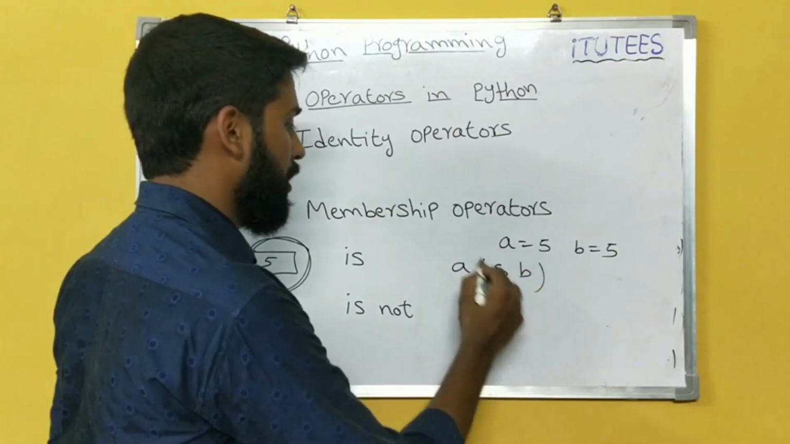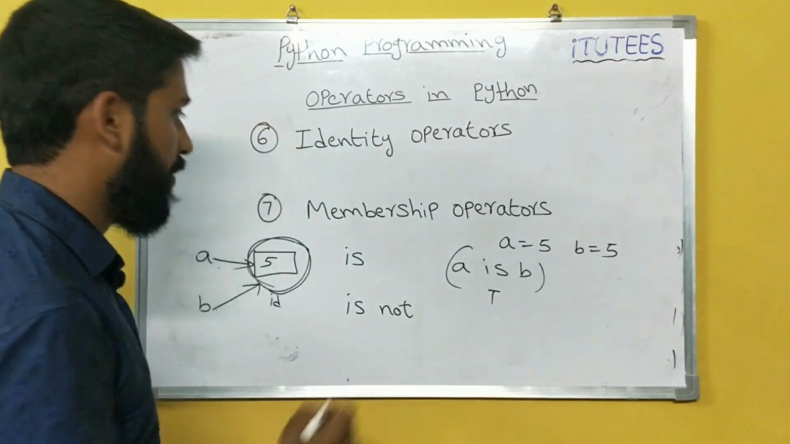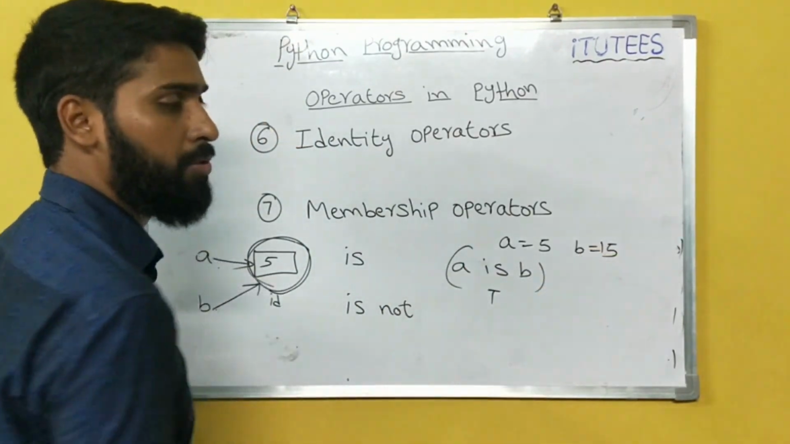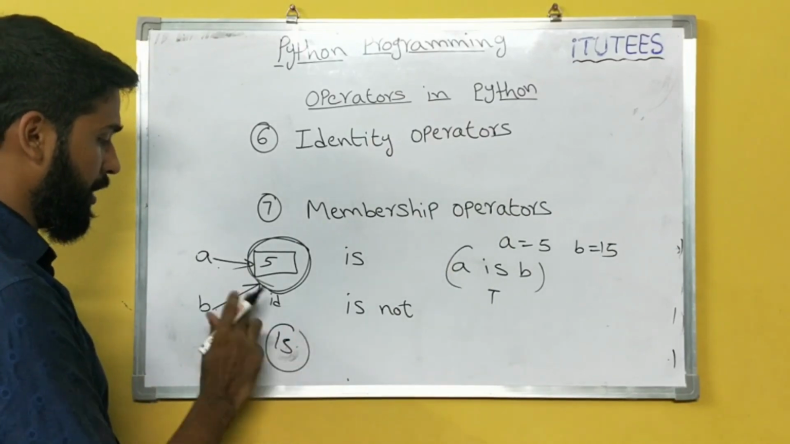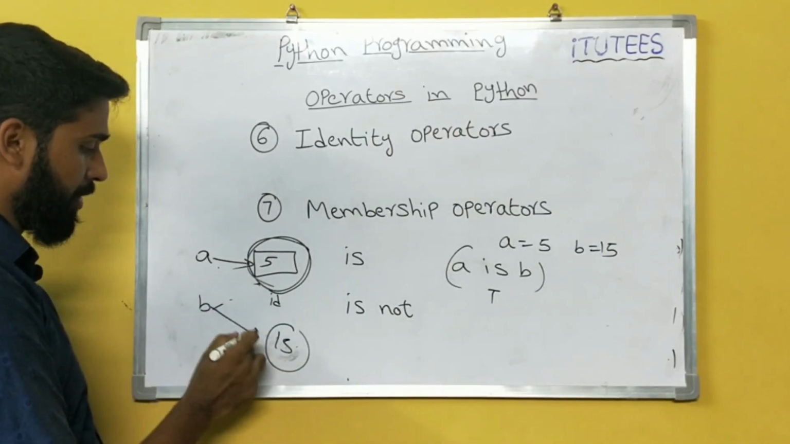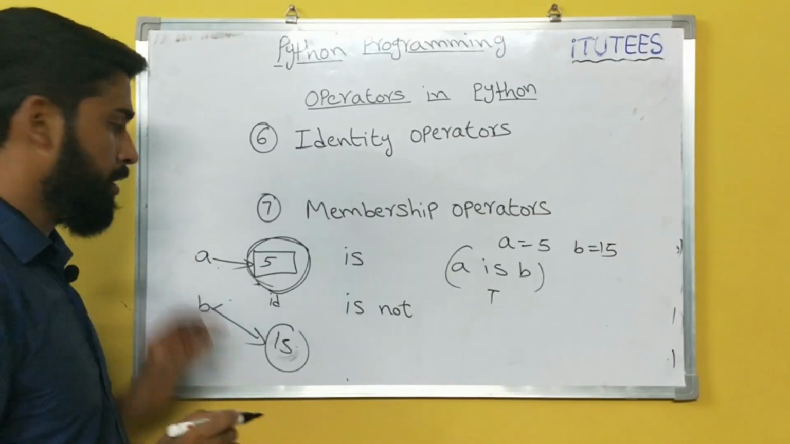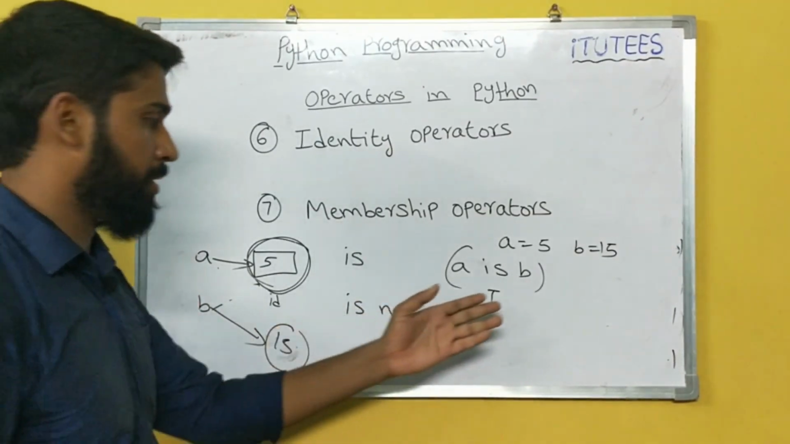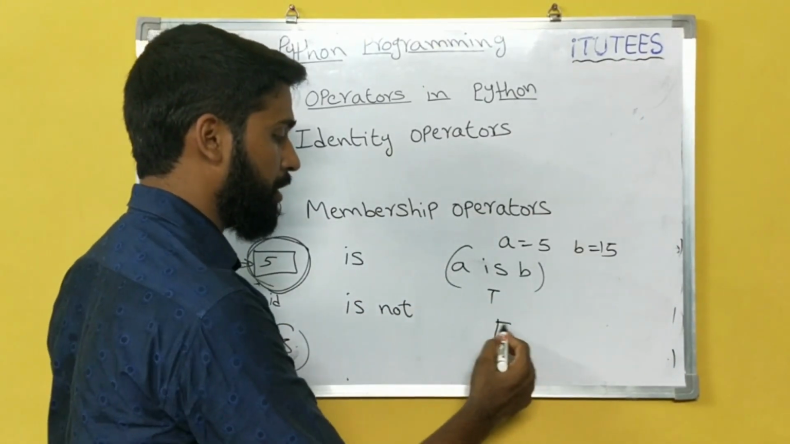So it returns true. For example, a equals 5, b equals 15. That means 15 is another object. Now b is referencing another object. So if you check a is b, it returns false.